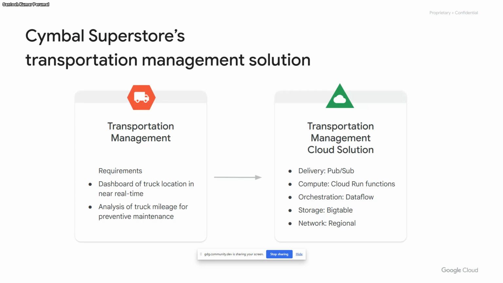Then Symbol Superstore's transportation management solution. So we also had the scenario where the transportation management had a couple of requirements. So dashboard of truck location in near real time, and analysis of truck mileage for preventive maintenance. So this was their requirement. So what is the cloud solution for that?